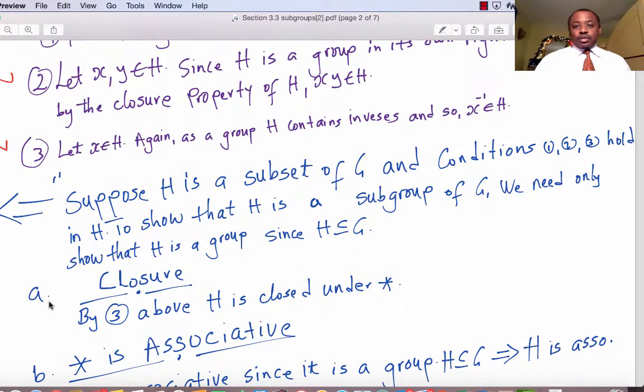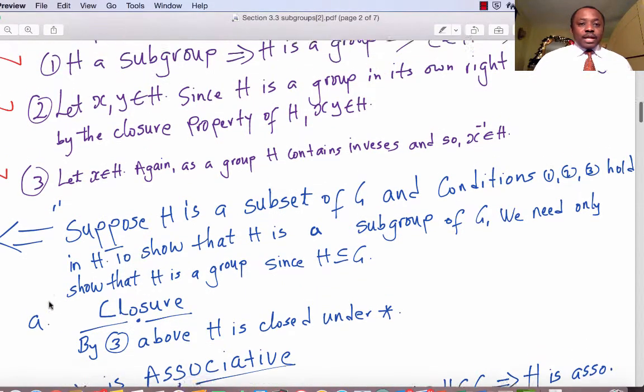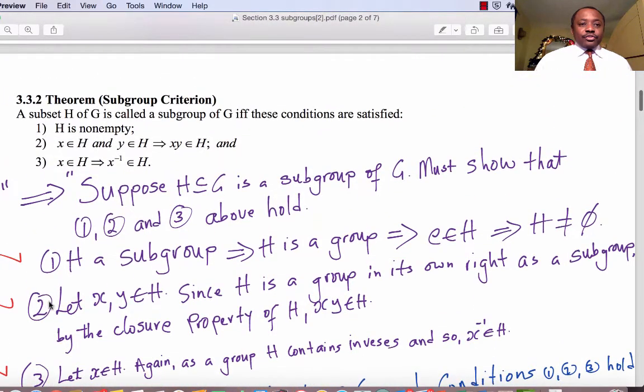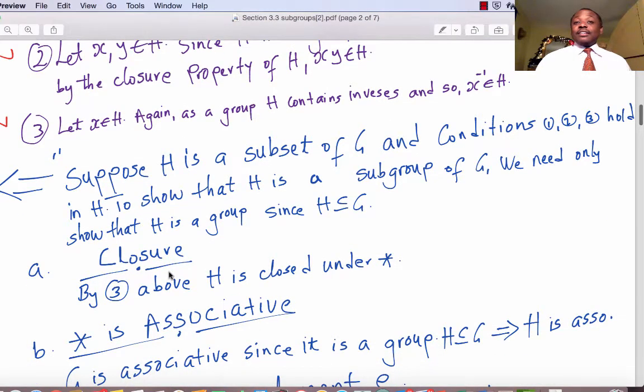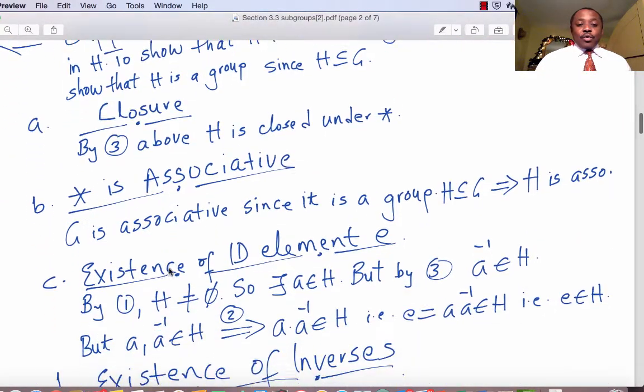Axiom number 1, closure. We have to prove that H is closed. But by condition 3, if X is in H and Y is in H, XY is in H. That is the definition of closure. So closure is done. 1 down, 3 to go.